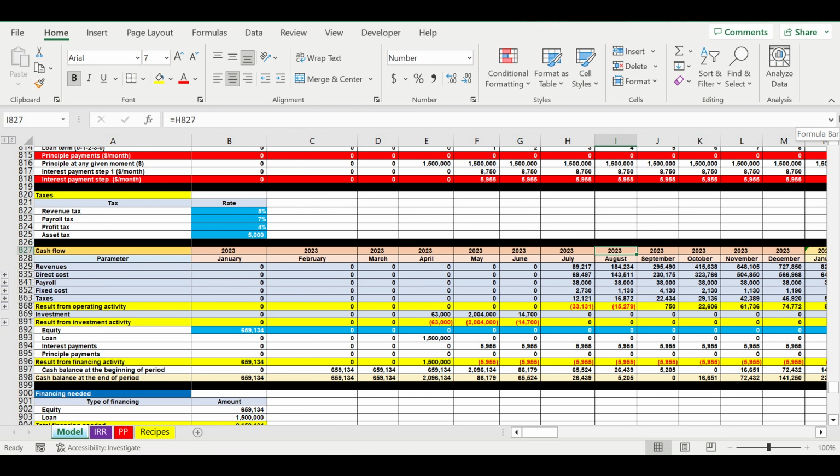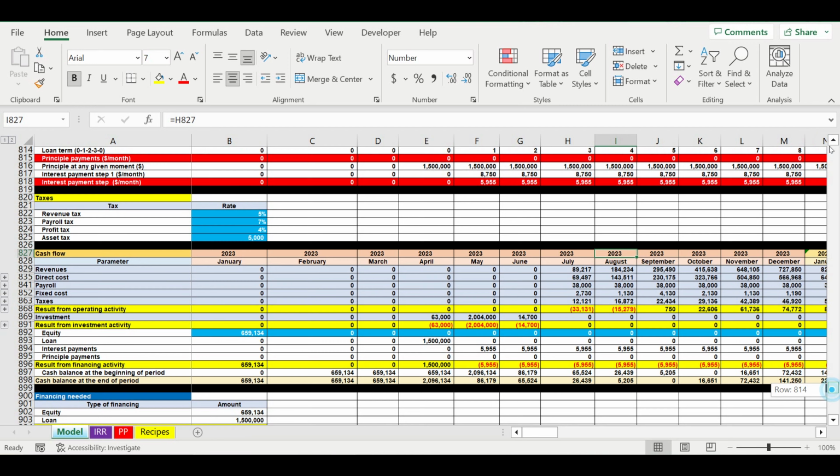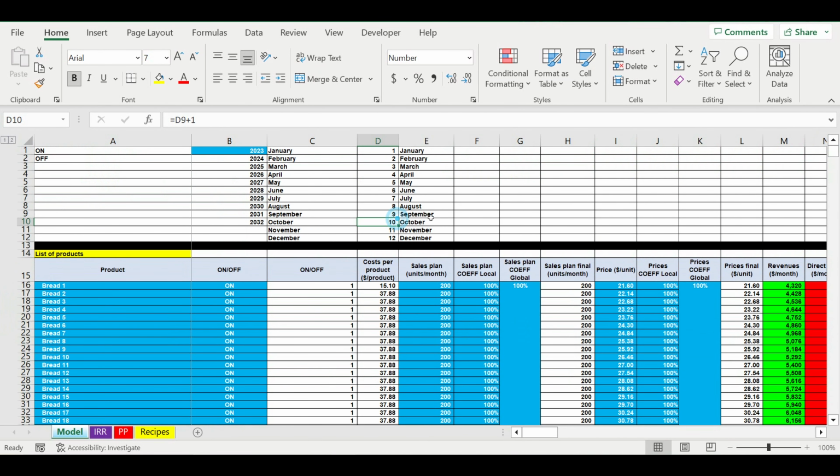First of all, let's briefly run through what we did during previous tutorials. So we have a rule in our model: all inputs are colored with this specific blue color, like this, like this. All other cells are automatic, so they contain formulas, and we're not touching anything inside these cells. When we're building scenarios, when we are playing with data, we are using only blue cells. So this is the unique rule.